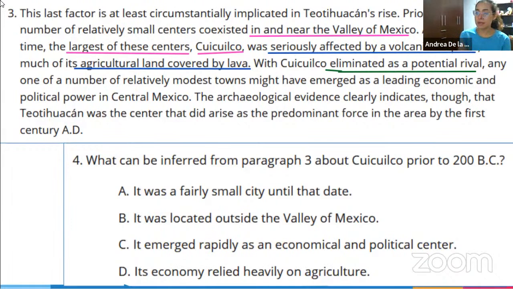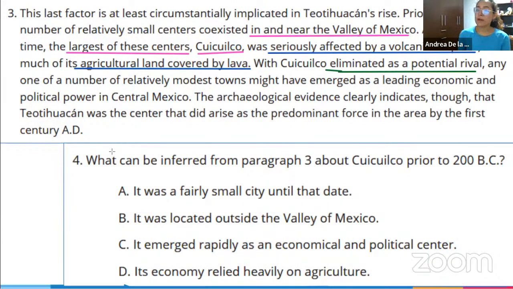First, we know that it was the largest of those centers that coexisted either in or near the Valley of Mexico. Second, we know there was a volcanic eruption in Quiquilco that damaged their agricultural land. And finally, we know that they were eliminated as a rival. Those are the only three things that we know about Quiquilco prior to this time. So we start going over the options now, and we find the one that makes the most sense according to what we know of Quiquilco so far.